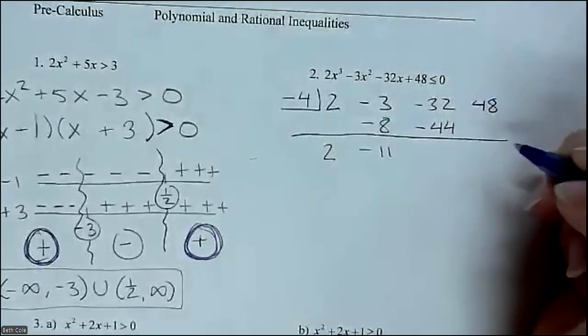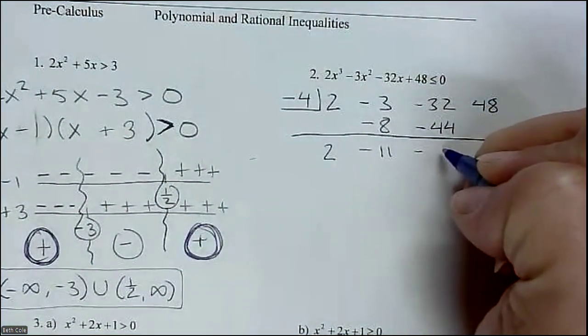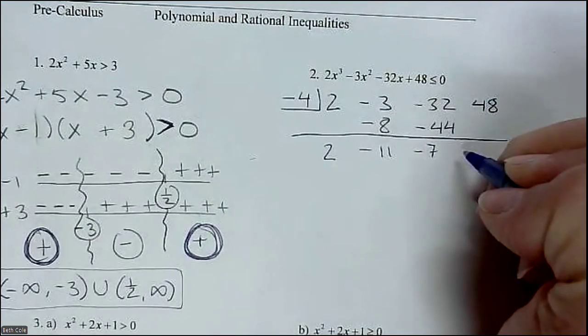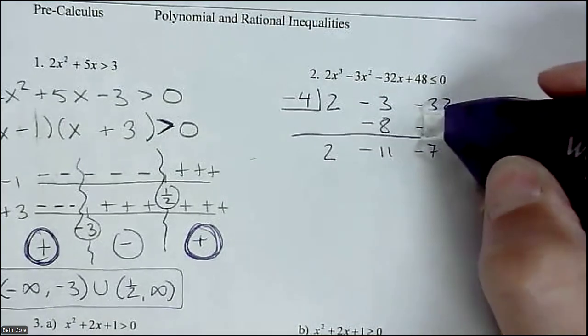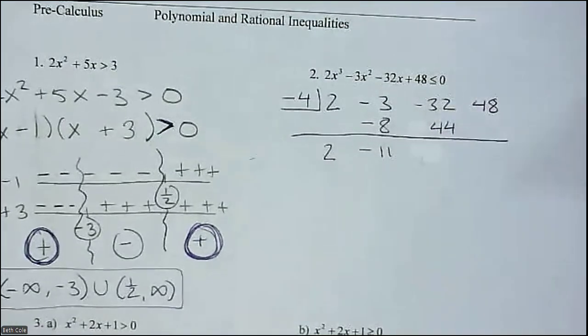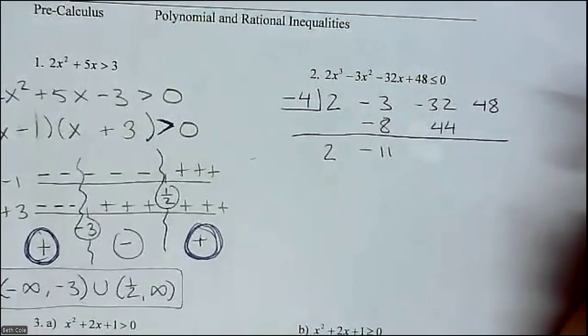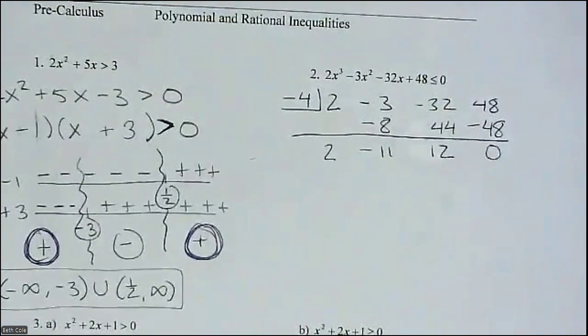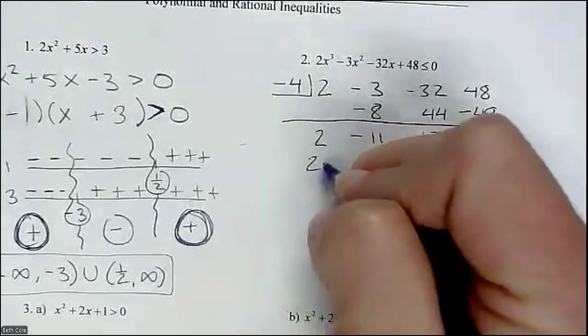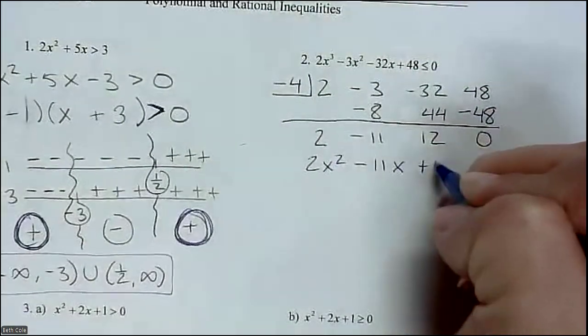Did you find it already? What did I mess up? Hold on. Oh, that's a positive 44. I was like, wait, mine is not coming out right. What is that? 12? -48, 0. There we go. I missed a negative sign. I figured it out though, because I knew it was going to come out to 0. All right, and then we're going to put our x's back in. So 2x squared minus 11x plus 12.